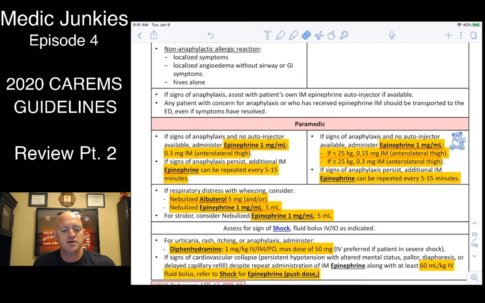We know that we can give up to 0.3 milligrams IM, mid-lateral thigh. So for adults, 0.3. For kids, typically we cut that in half for the little guys, 0.15 milligrams IM. If they're greater or equal to 25 kilos, then it would be 0.3 milligrams anterior lateral thigh. We can repeat epi as needed every 5 to 15 minutes. So if our first IM doesn't work, 5 minutes later, we can give another one. Okay, just keep reevaluating your patient.